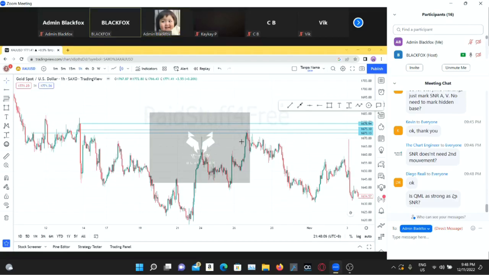Yeah, QML as strong as SNR. So I also use QM. SNR doesn't need second movement.